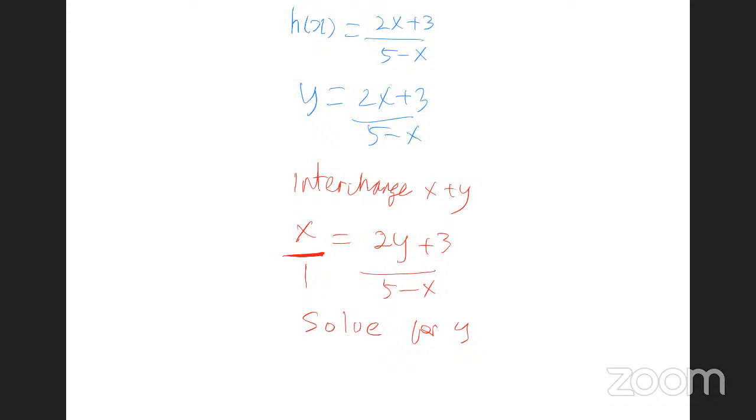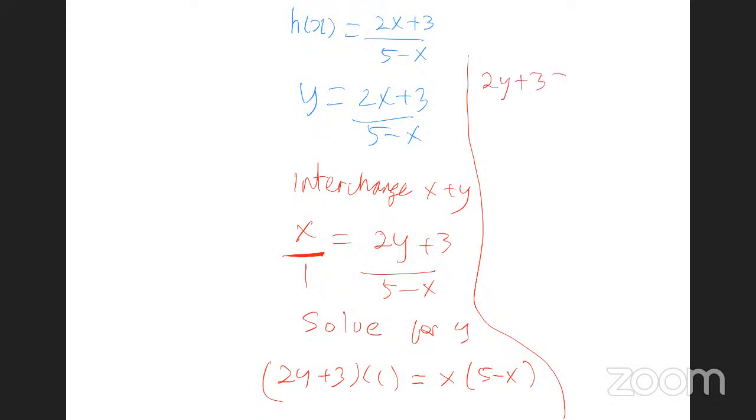Cross multiplying. Two fractions separated by an equal sign, across multiply, right? So that will be 2y plus 3 by 1 is equal to x by 5 minus x. Right? And then you're done. So you have 2y plus 3 is equal to 5x minus x squared. And you want to make y the subject, right? So carry across the plus 3. You'll get minus 3. Then divide everything by 2.